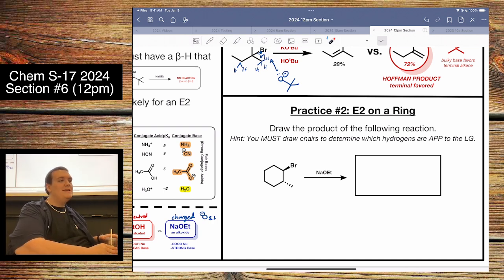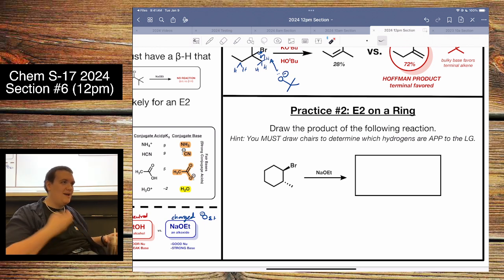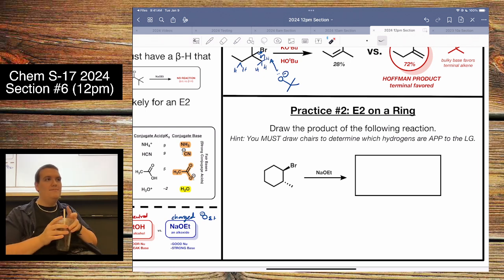So if you are doing an E2 with a beta hydrogen on the ring, yes. There's one kind of weird exception where I'm being very careful with my wording because it is a challenge problem, where something weird happens that you'll kind of reason and think through.